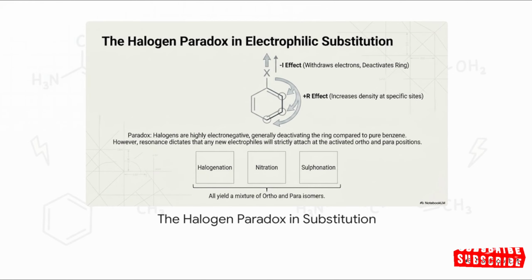Yes, the halogen deactivates the overall ring compared to pure benzene due to its -I, or inductive withdrawing effect. However, the resonance effect, the +R effect, pushes electron density specifically into the ortho and para positions of the ring. Therefore, any new electrophile, whether it's through halogenation, nitration, or sulfonation, will be strictly directed to attach at those activated ortho and para sites, yielding a mixture of isomers. I know, it's completely counterintuitive at first glance, but it's actually perfectly logical when you look at the structure.